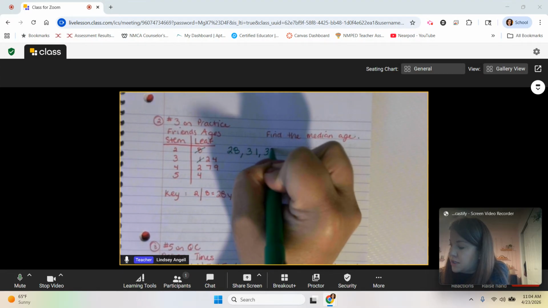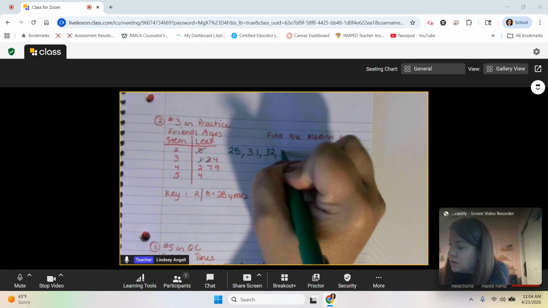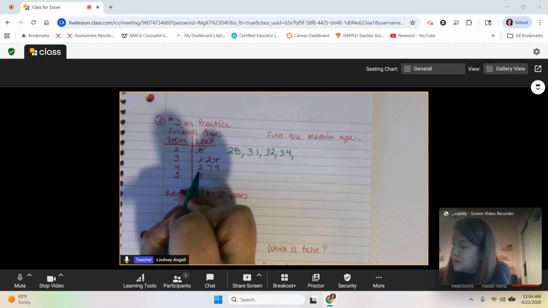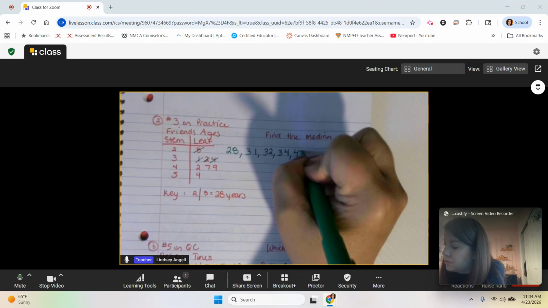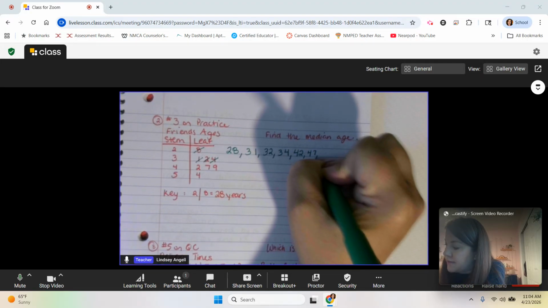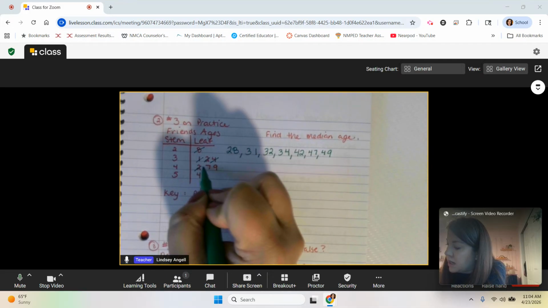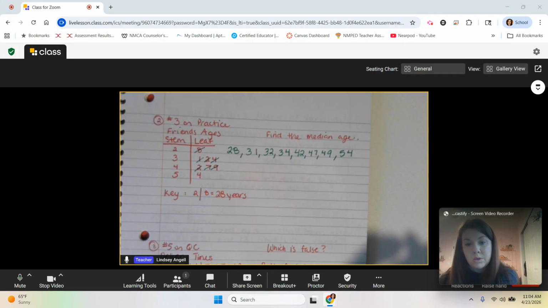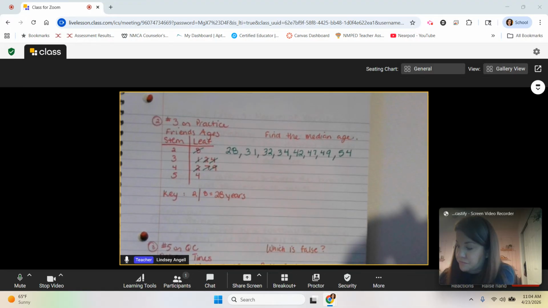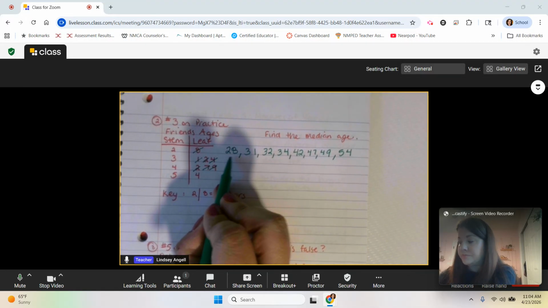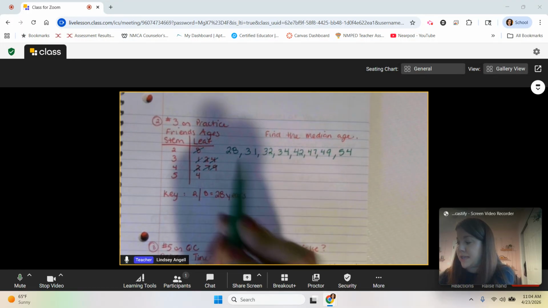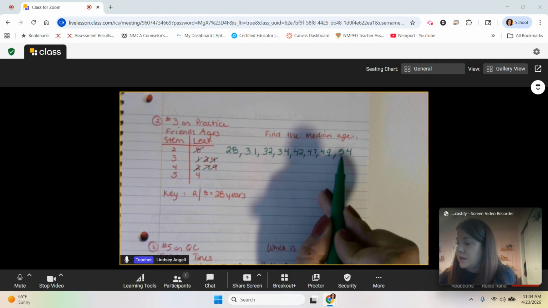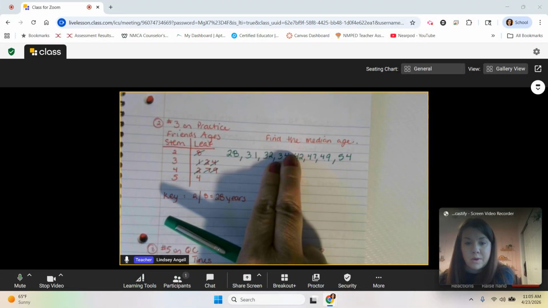And then 32, 34. Next, coming down here, this one would be 42, 47, 49, and our last one is 54. Well, in order to find the middle, one, you can figure out how many numbers we have all together. 1, 2, 3, 4, 5, 6, 7, 8. All right, and we can figure out what is the middle of that.